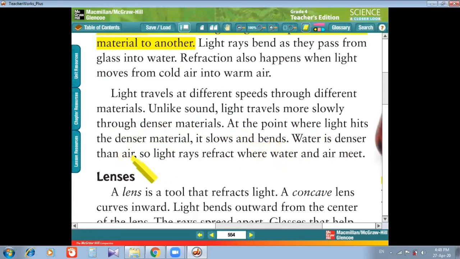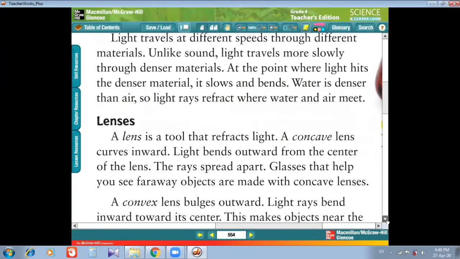Water is denser than air, so light rays refract where water and air meet. I just told you that as compared to air, water is denser, so light will refract where water and air meet.